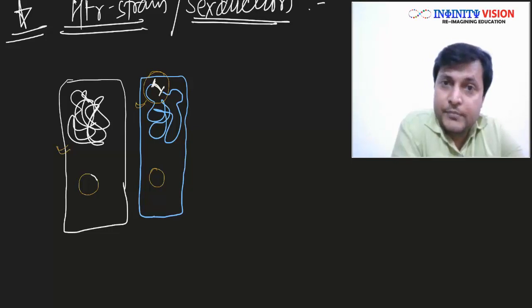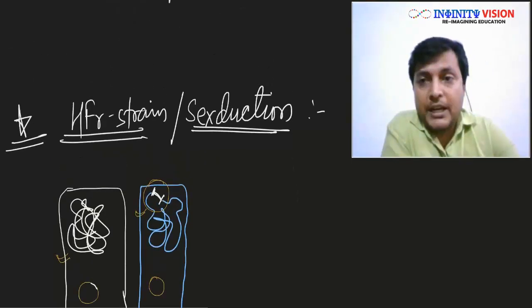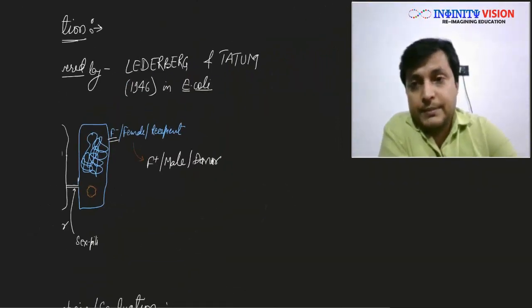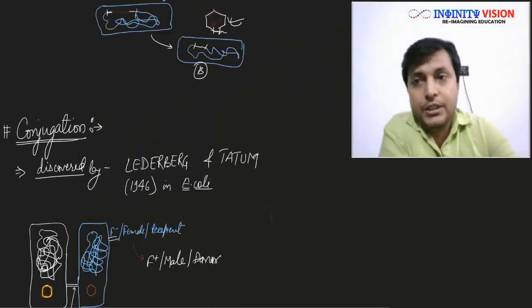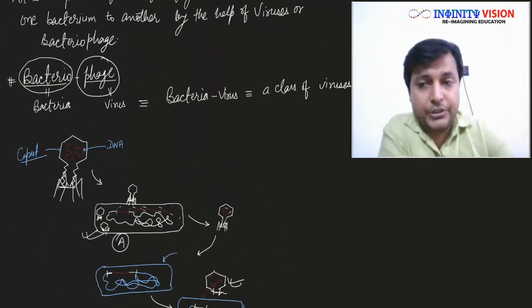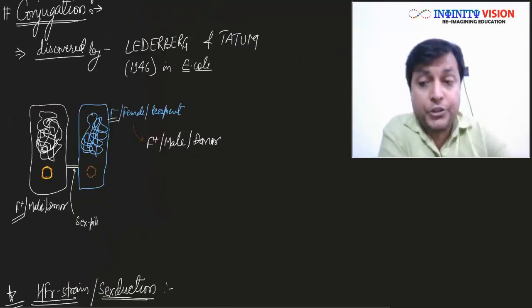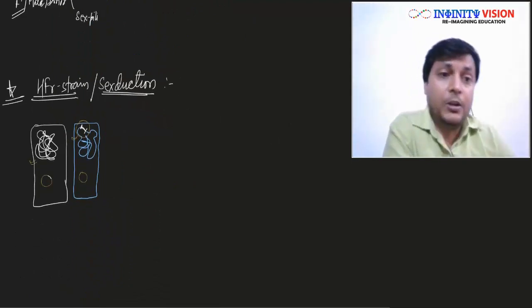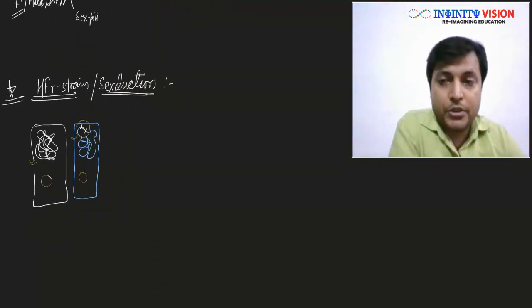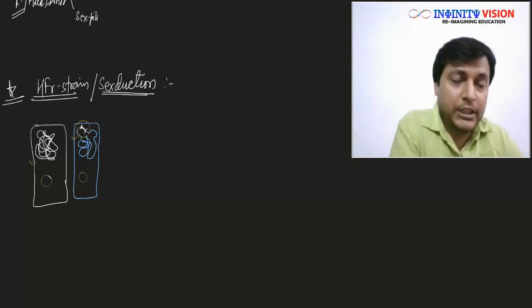Great. So what we have seen so far, we have seen three things in this particular lecture. That is, we saw the transduction, right? We saw transduction, then we saw conjugation, and finally HFR strain or sexduction. So this is it for this particular video lecture.